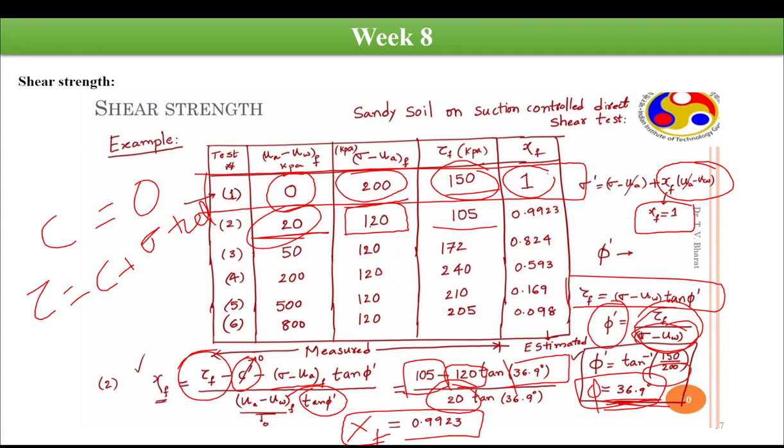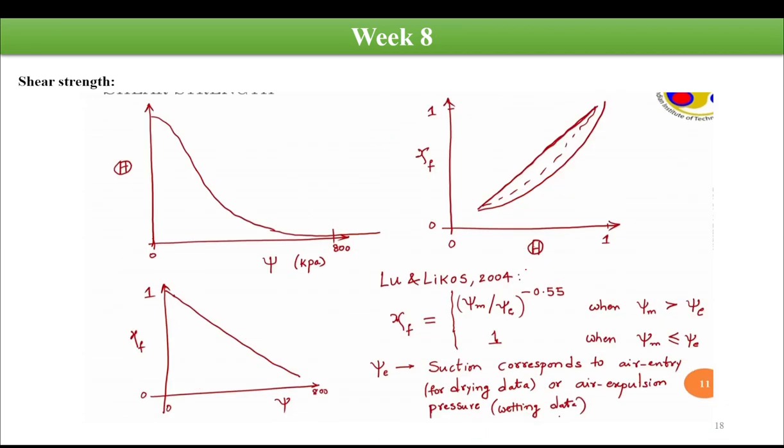In this question, we have solved to determine the value of the effective stress parameter. And based on the values of matric suction, this effective stress parameter changes. As the matric suction increases, the effective stress parameter keeps on decreasing. So, if we see here, as the matric suction increases, the volumetric water content, or if we plot normalized volumetric water content, will decrease.